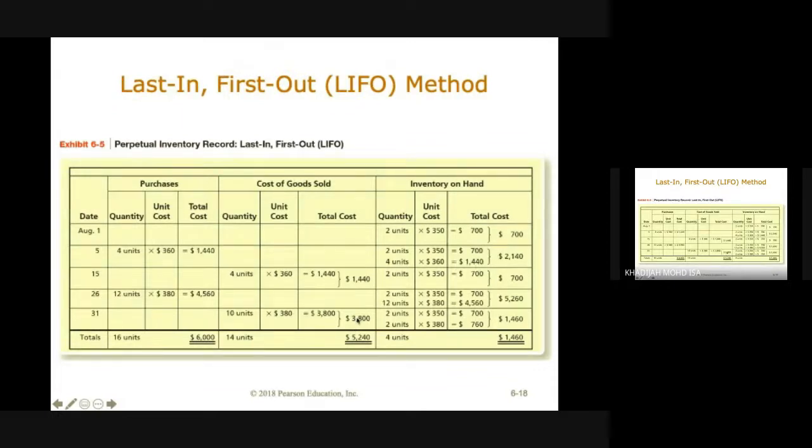Because of that, the units at 350, which you first purchased, are still in the account, but of the later units, you only have 2 units at 380. So that's the difference between last in, first out and first in, first out. You see that the closing inventory is 1460. What was the closing inventory under FIFO just now?